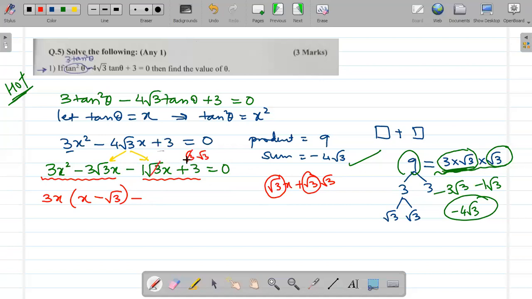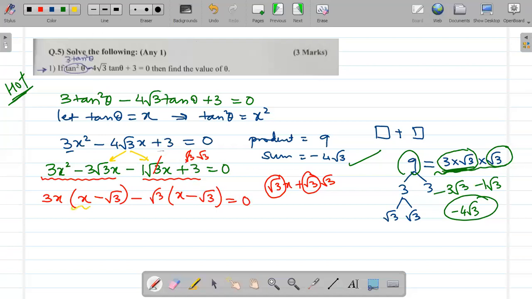So root 3 and root 3 is common, isn't it? Right? So root 3 is common. What are we left with? If root 3 is gone, we are left with x. If root 3 is gone, we are left with just 1 root 3. And why this negative sign? Because when we pull out a common negative, the sign in the bracket changes. So this positive changes to negative. This is equal to 0.